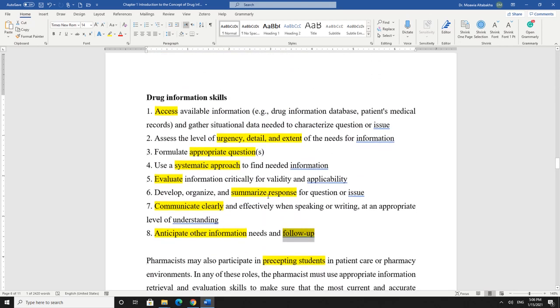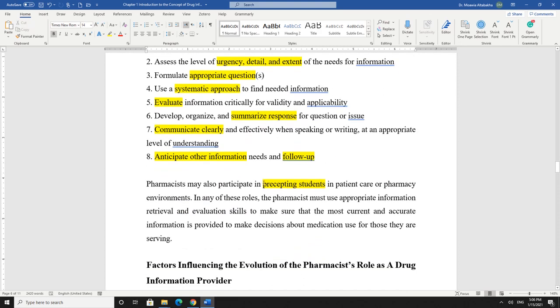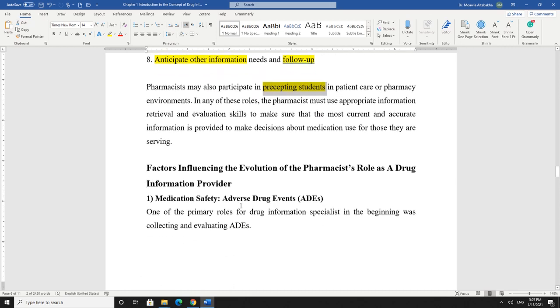Also, one of the skills that you should have is precepting students. Suppose you are working in a hospital. Inshallah, you graduate as a pharmacist and you are working in a hospital, and they put you in a drug information center or as a specialist in drug information. When we send our students to your hospital, when you are working there, you might be responsible to train our students for the drug information, whether in patient care or pharmacy environments.